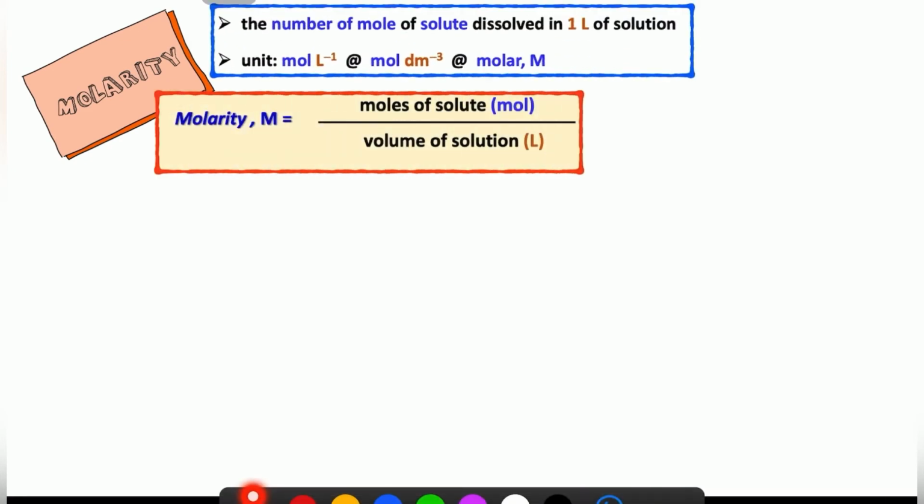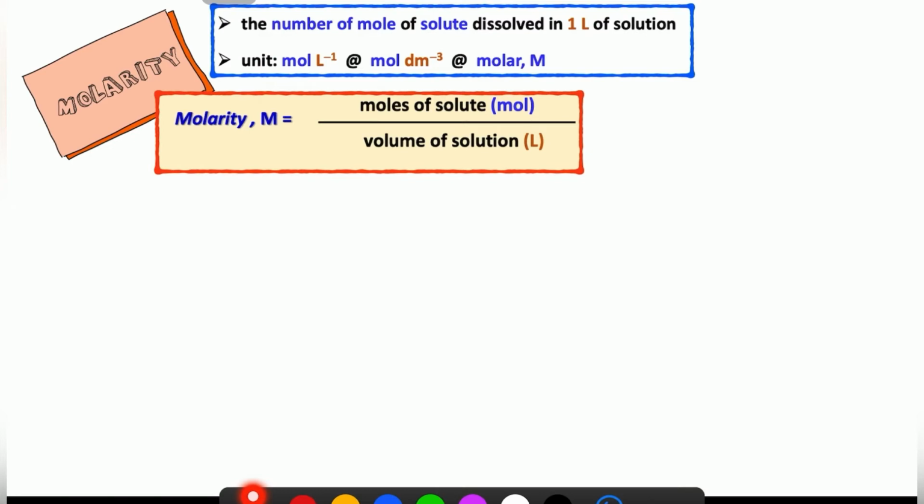Let's see what molarity is. Molarity refers to the number of moles of the solute dissolved in 1 liter of the solution, and the unit is mole per liter, or mole per dm cube, or molar with the capital letter M. This is the unit for molarity. So what actually is the solute? Solute refers to the substance that dissolves in the solvent. So solute mixed together with the solvent will form a solution.